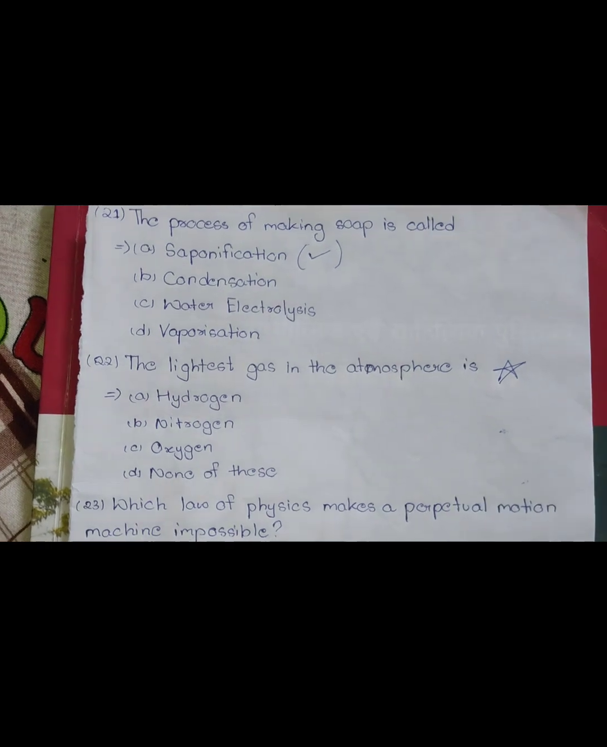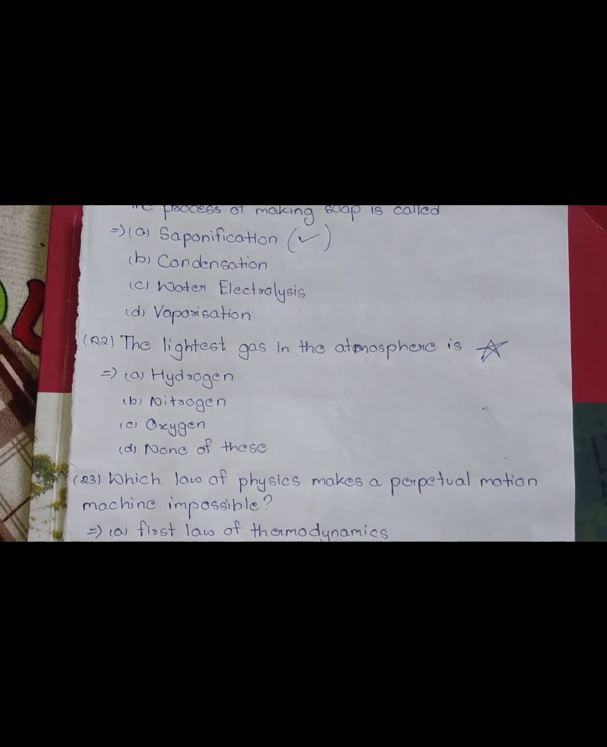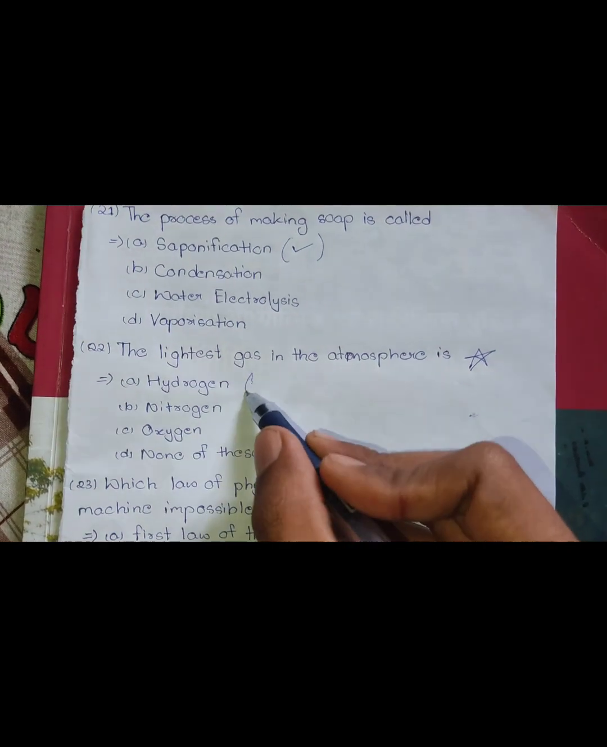Next question. The lightest gas in the atmosphere is, this is also one of the important questions for this set, so please note it down. Option A, hydrogen. B, nitrogen. C, oxygen. D, none of these. So the right answer is option A, hydrogen.